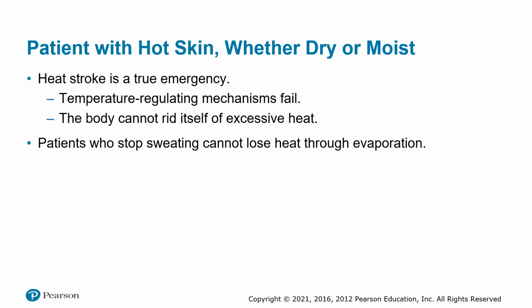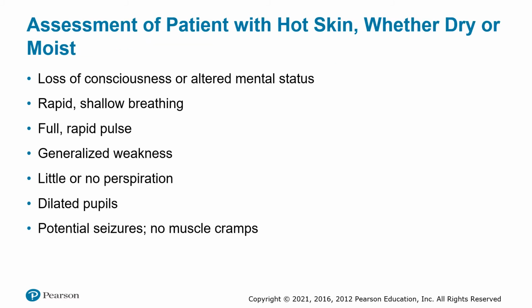Heat stroke is a true emergency. The temperature regulating mechanisms all fail, and the body cannot rid itself of any kind of excessive heat. Patients who stop sweating cannot lose heat through evaporation. So they're going to have some loss of consciousness, altered mental status, rapid shallow breathing, full rapid pulse, generalized weakness. They may have little or no perspiration. They're going to have some dilated pupils, and they also have the potential for seizures, and they're not going to have the muscle cramps either.